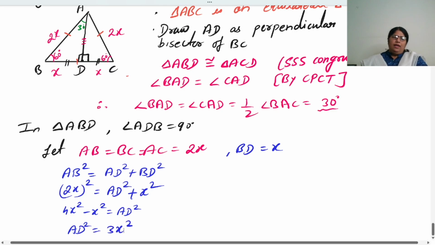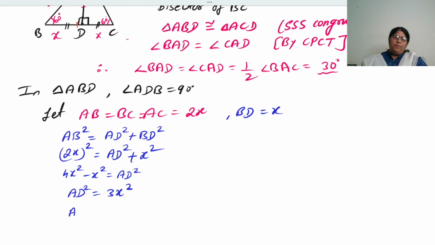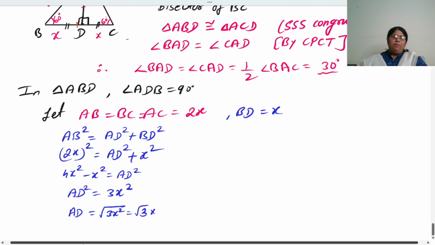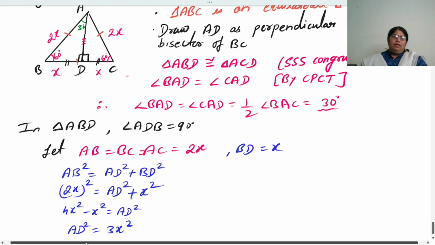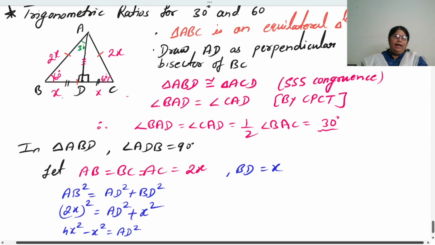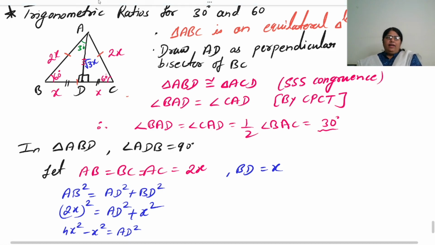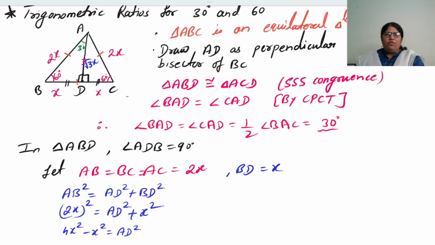So how do we get AD? AD value is under root 3x square, which is root 3x units, right? So you can mark here AD as root 3x. Now I'm having all the three sides, the lengths of all three sides AB, BD and AD, in terms of x.